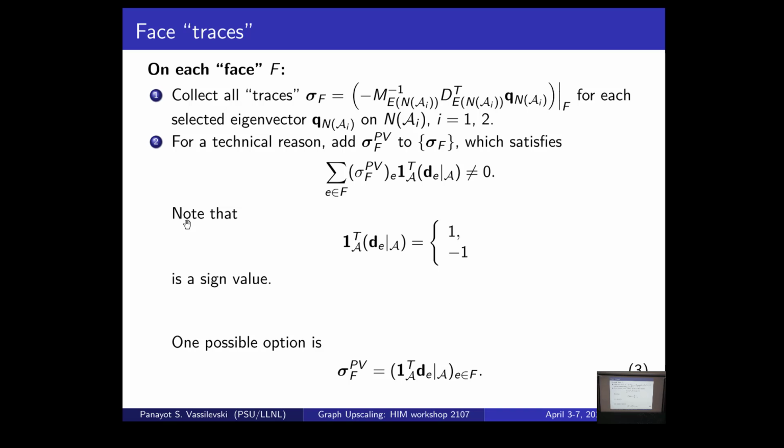There's some technical detail. I need an additional function, which is arbitrary, for example, this one. So in addition to this that came from eigenvectors, I use one vector that has this property. It doesn't vanish. And for example, if you choose this one, that is satisfied. Anyway, so on each face, we have something that came from the eigenvectors and this additional vector. And we do SVD on that. All right.